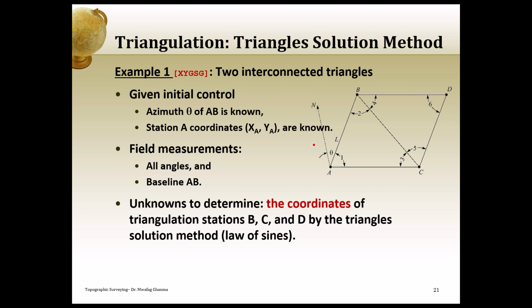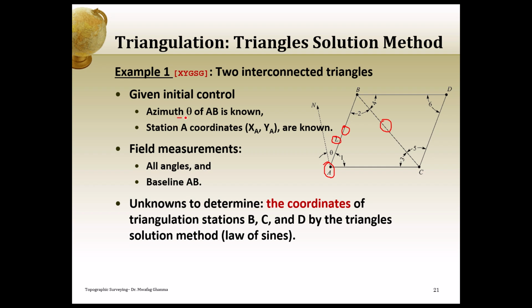So we have two interconnected triangles in this example. They are interconnected through a side. What is the required initial control? Usually we have the length. We need the coordinates of this point, which is the control station. We need the azimuth of this line, and we need the length of the baseline AB.